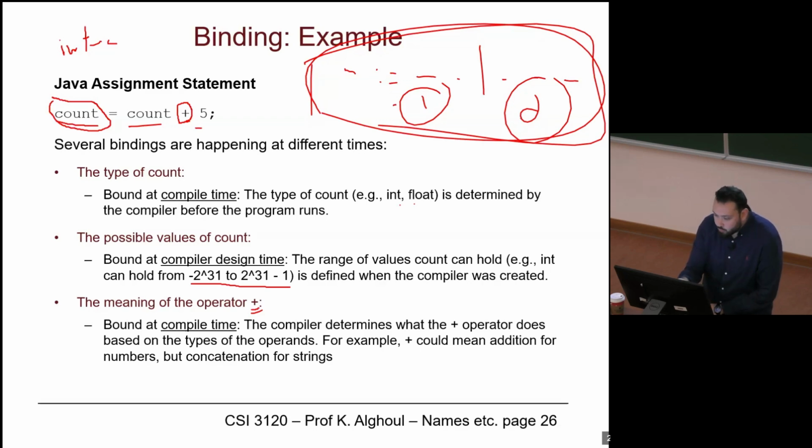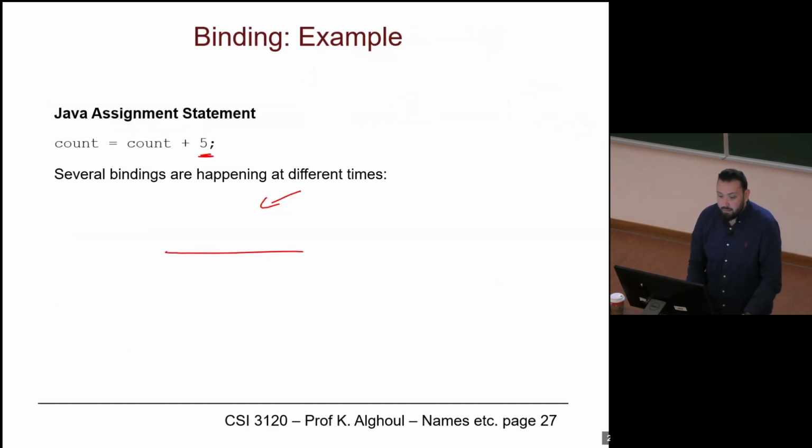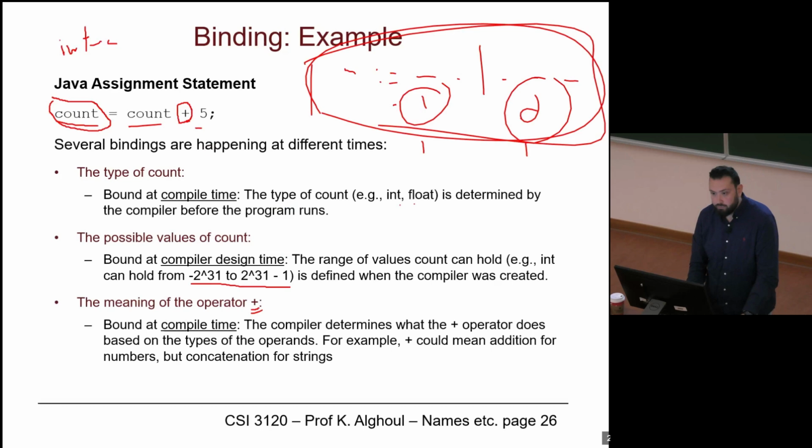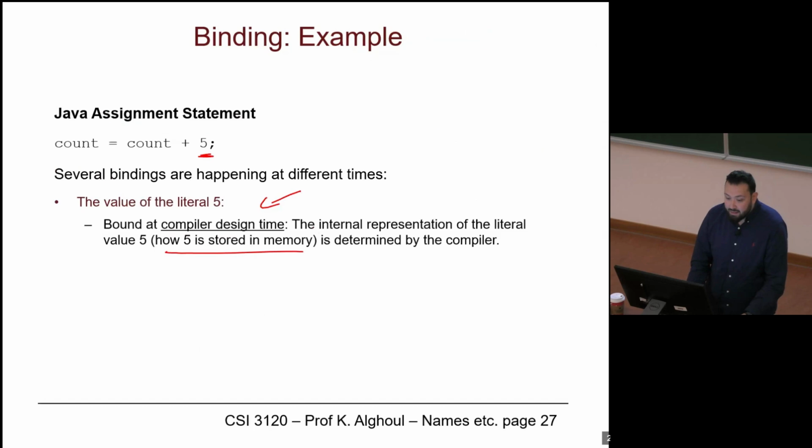But who's going to take the decision whether it's an arithmetic or a concatenation? Are you taking this decision at design time? You can't take it because you don't know the whole example. That's why this decision will be taken at compile time. Very good. Yes. If we had a similar operator that only had one potential meaning, then maybe you can say it at compiler design time. Now we said the value of 5 is at the compiler design time.